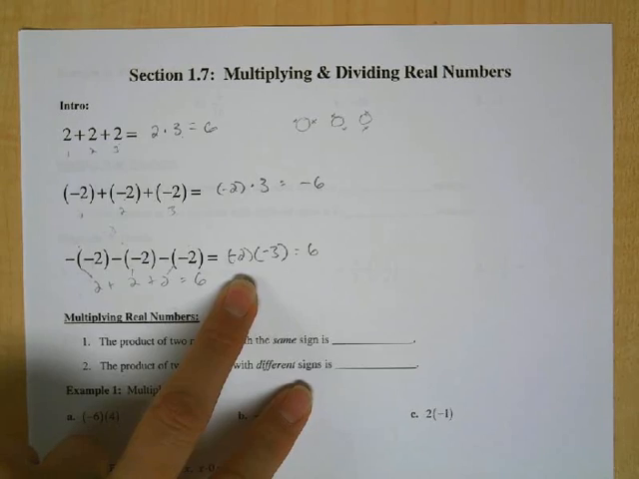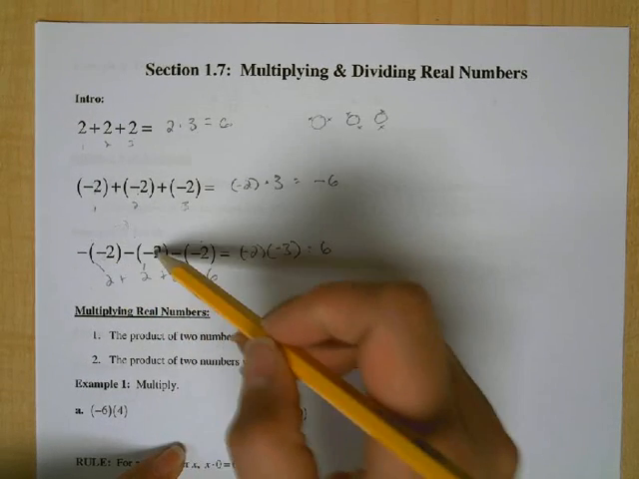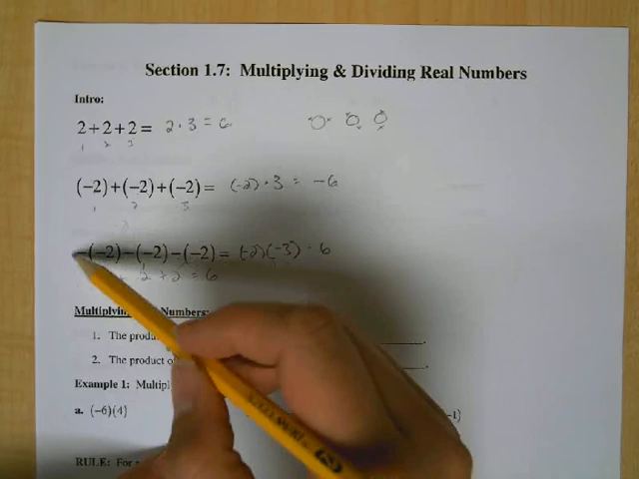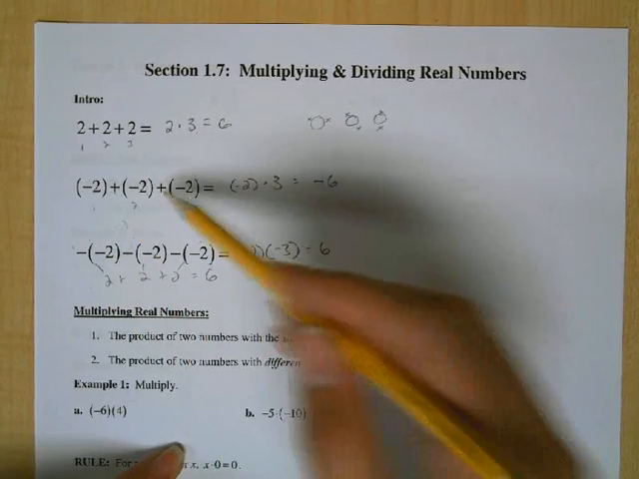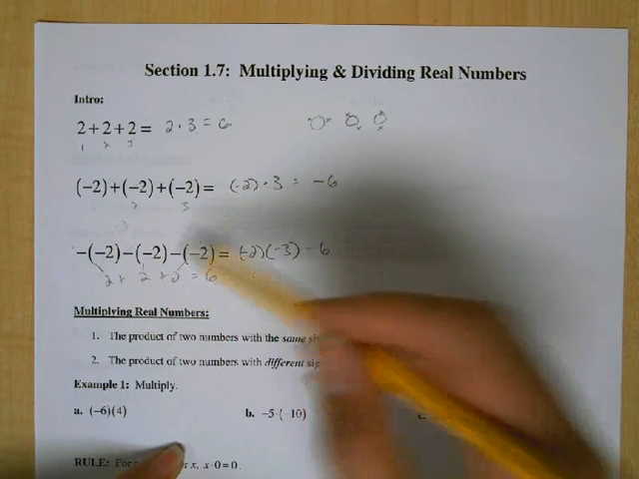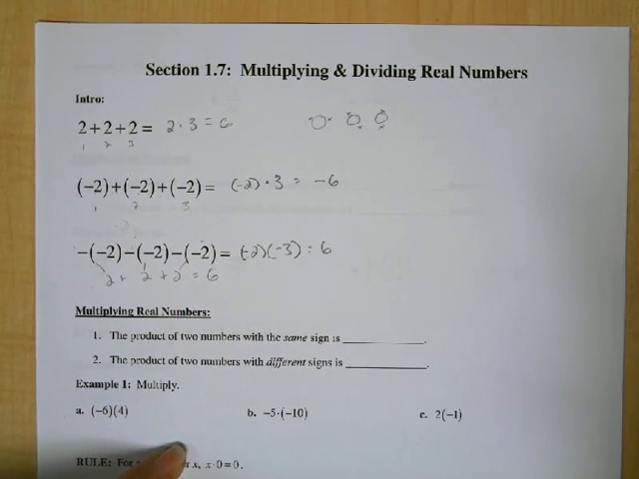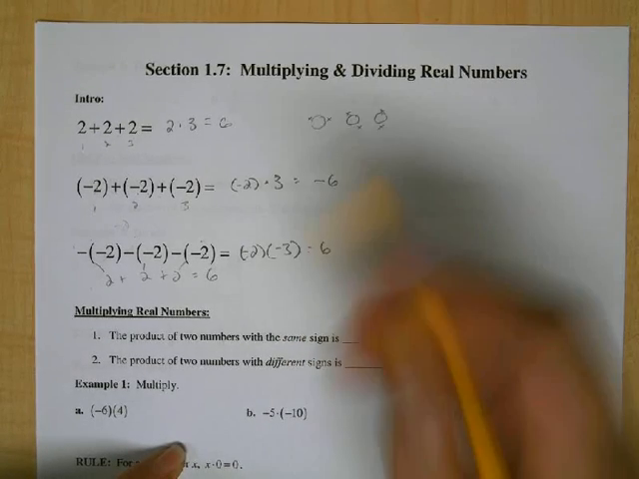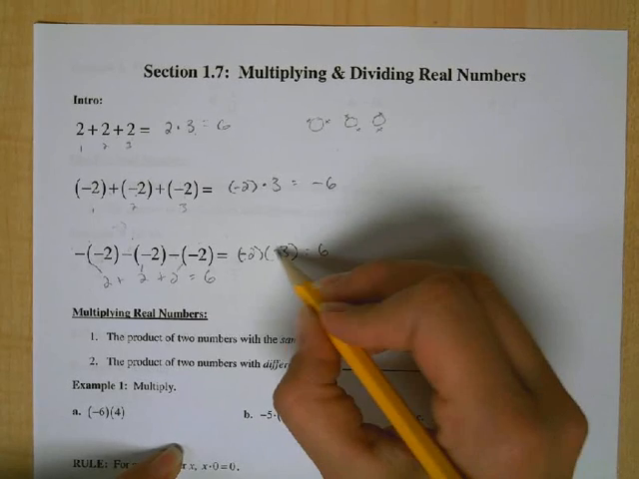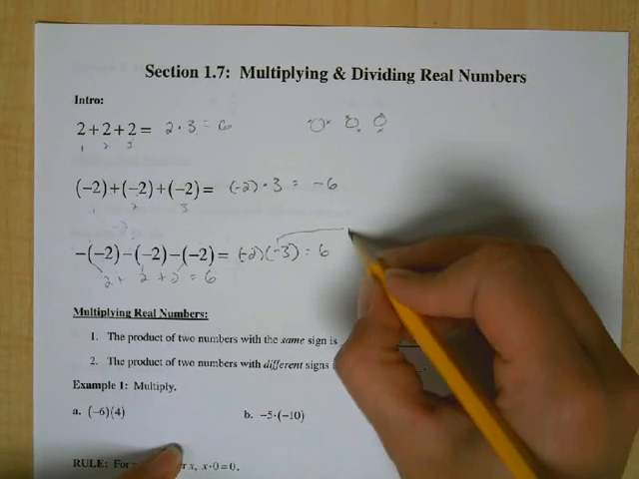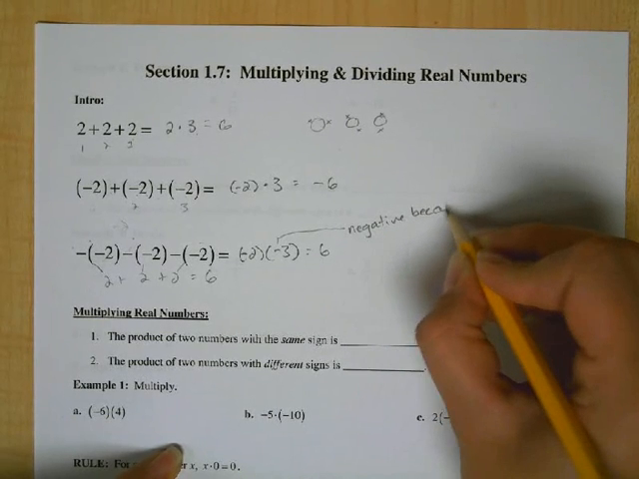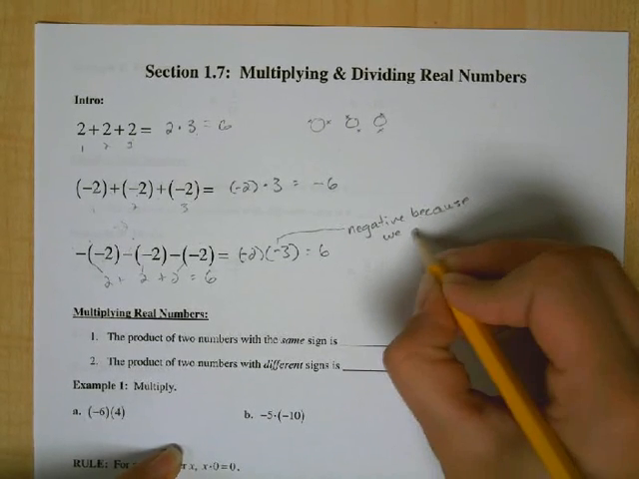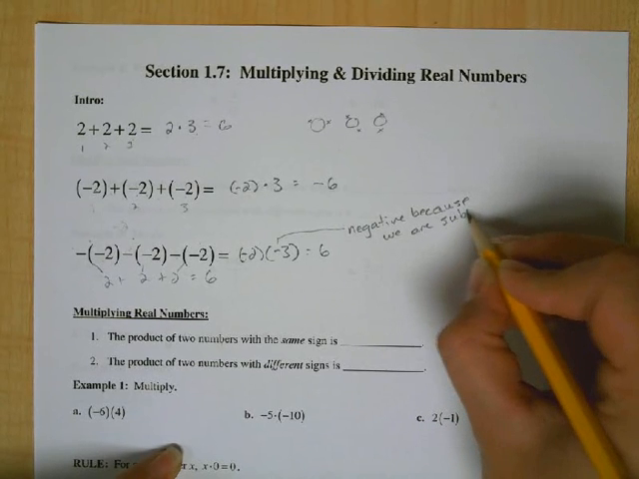If I've got 3 groups of negatives, that negative out front is where I'm subtracting. When I'm adding, I'm multiplying by a positive. When I'm subtracting, I'm multiplying by a negative. That's how that works. So negative 2 times negative 3 makes a positive 6. You might want to make a little note that this is negative because we were subtracting. Just a good little note for yourself.